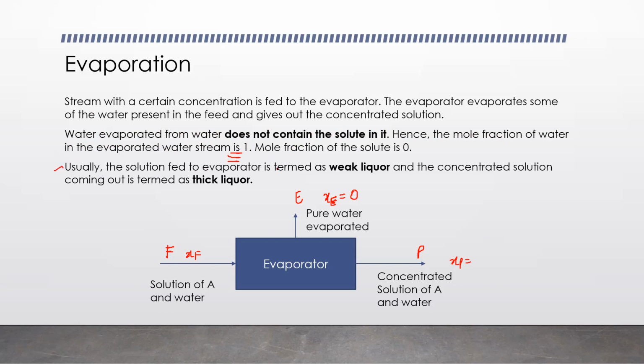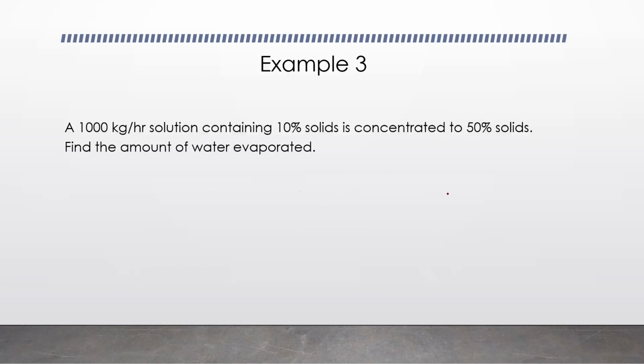Usually, the solution fed to the evaporator is termed as weak liquor. Keep this in mind. This is usually termed as weak liquor, and the concentrated solution coming out of it is termed as thick liquor. So this is weak liquor and this is thick liquor. All right. So based on that, let's go on to example number 3. Pause the video and try to solve the problem yourself.